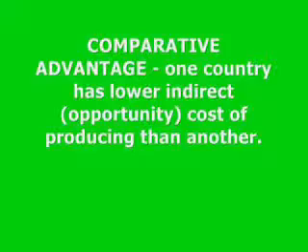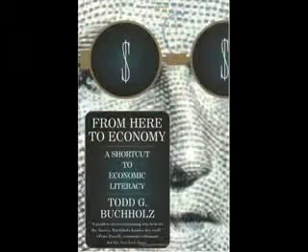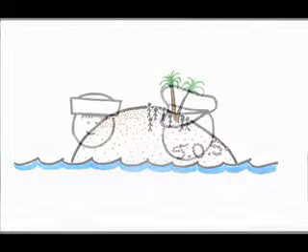I saw an example years ago in Todd Buchholz's book, From Here to Economy, that has become my absolute favorite for illustrating the different types of productive advantages and the resulting trade patterns. He uses Gilligan's Island. In his example, the world is like Gilligan's Island. On the island, the only two people who seem to produce anything are the Skipper and Gilligan.